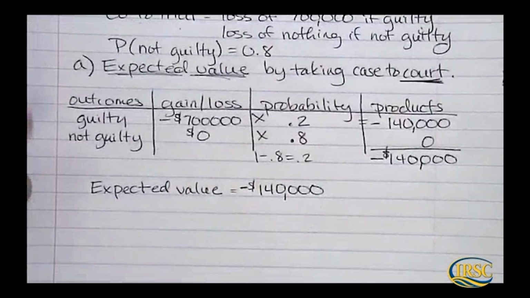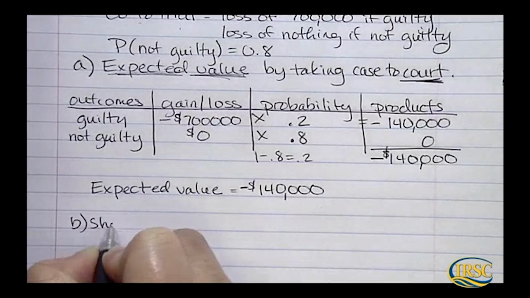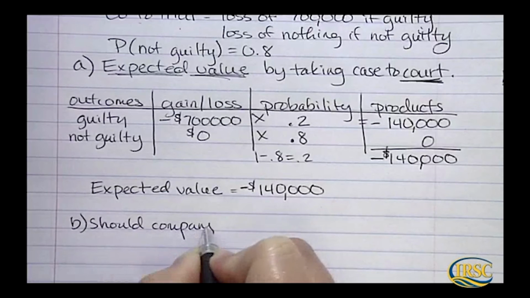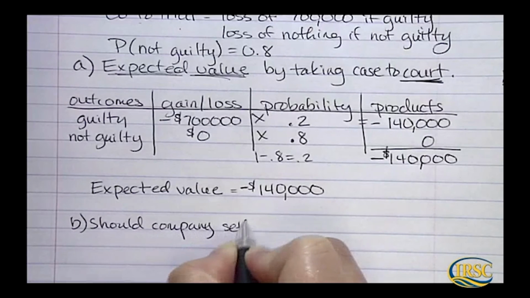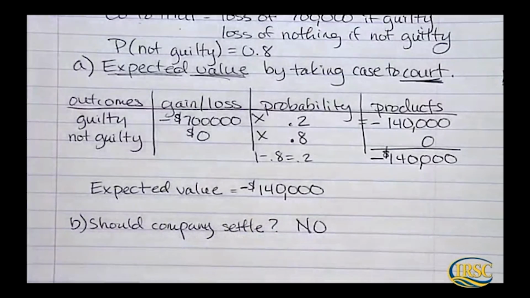Okay, this means over the long run, for each court case, the company is going to lose about $140,000 for each case that it goes to trial for. So then the question is, should the company settle out of court? The answer is no, that's correct. Why?